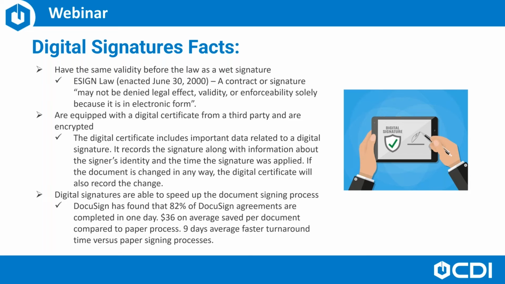DocuSign did a little study on digital signatures, and they found that 82% of DocuSign agreements are completed in 1 day, which is pretty amazing. So there are definitely some time and cost savings with implementing a digital signature solution. Some of the other facts they found: $36 on average is saved per document compared to a paper process for signatures, and a 9 day average faster turnaround time versus a paper signing process. So not only are there security benefits, there are also cost and time benefits for you all as well.